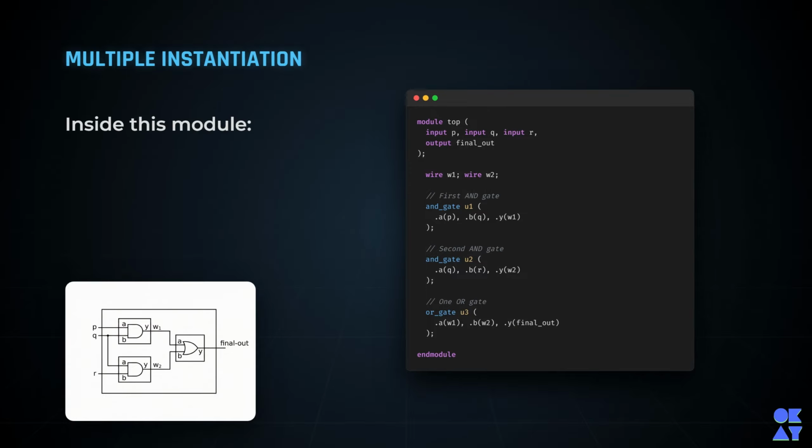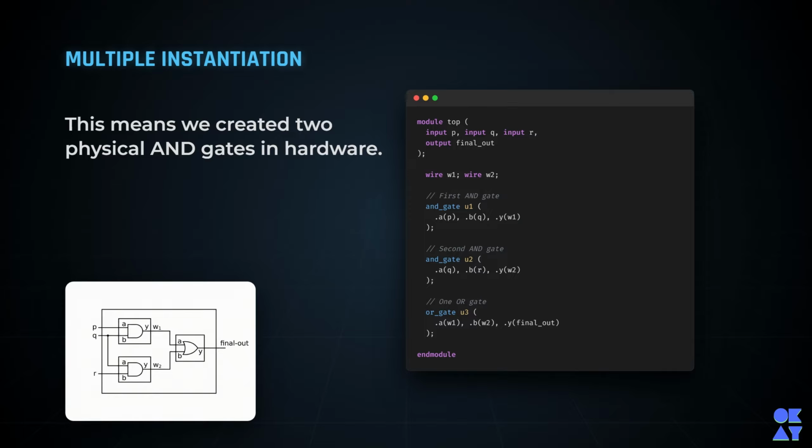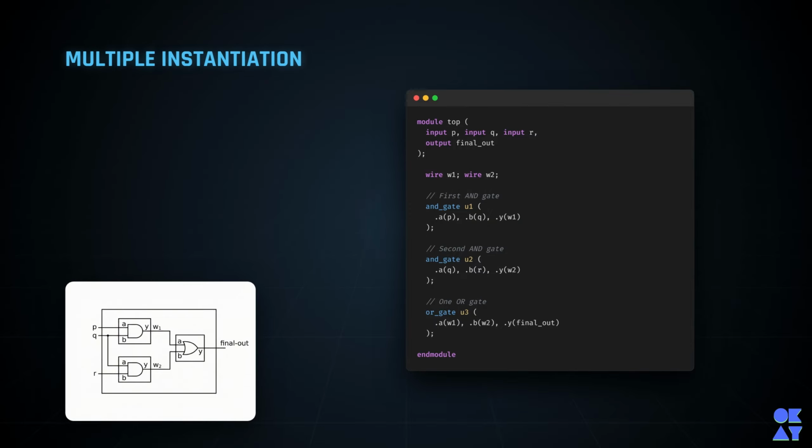Here, inside this module, we instantiate the AND gate 2 times. We instantiate the OR gate 1 time. AND gate U1 creates the first AND gate. AND gate U2 creates another AND gate. Notice, same module, AND gate, different instance names, U1, U2, different connections. This means we created 2 physical AND gates in hardware. OR gate U3 creates 1 OR gate.